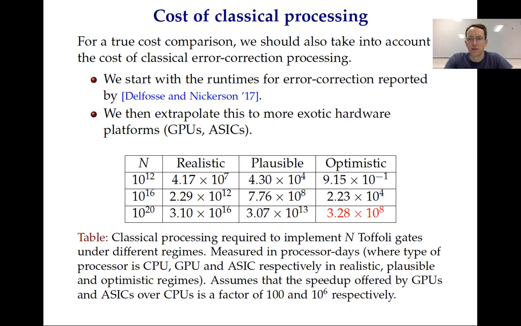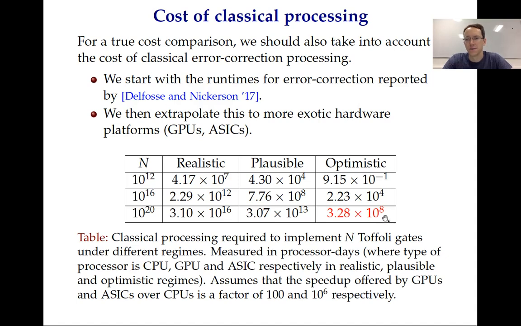And just to show you a table with these results too, the important one here is the last row, which is the one where we're implementing a number of quantum operations that's of the order that we actually need for the quantum algorithm, so of the order of 10 to the 20 operations. If we want to do this, then the number of processor days that we need to do this error correction processing classically is of the order of 10 to the 16, 10 to the 13, or in the most optimistic case where we imagine we have a special purpose ASIC and made some assumptions about what sort of speed up this gives and so on.